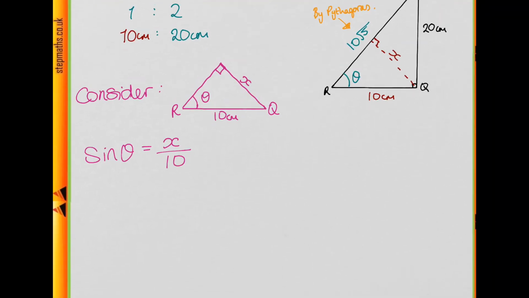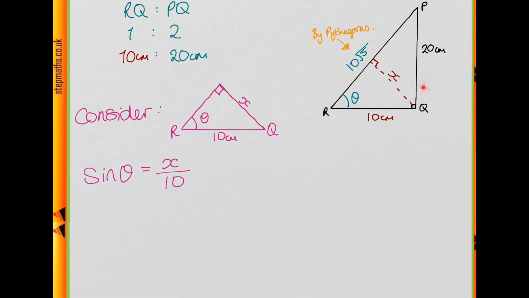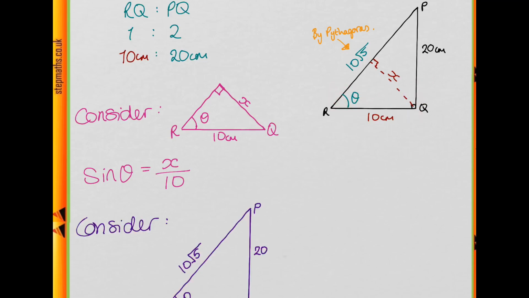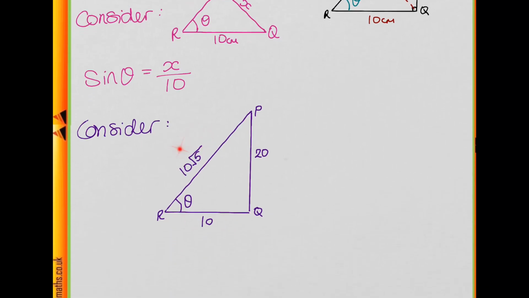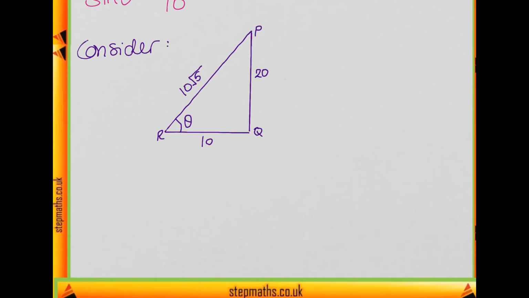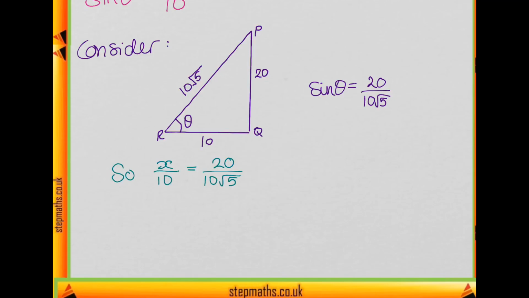So the other triangle we're going to consider is the big triangle, this whole thing here, which also has a right angle and also involves theta. So we have this triangle here. I've written on the 10 root 5, which we worked out, and the 10 that we worked out. So why don't you try and find an equation involving theta for this? Well, we have that sine theta, again, is equal to the opposite over the hypotenuse. So we get this equality.